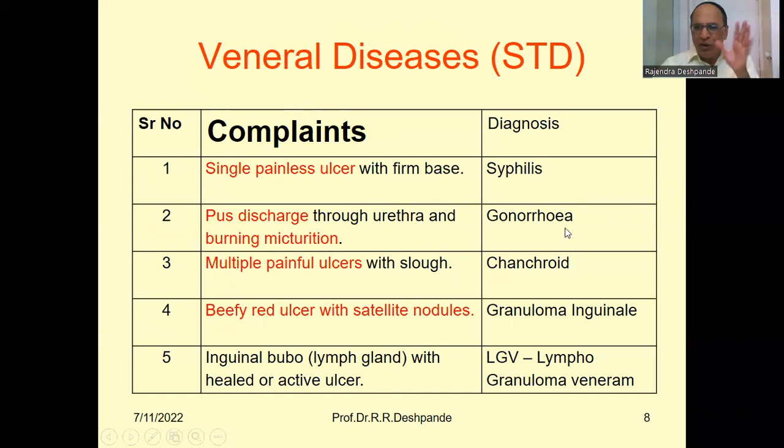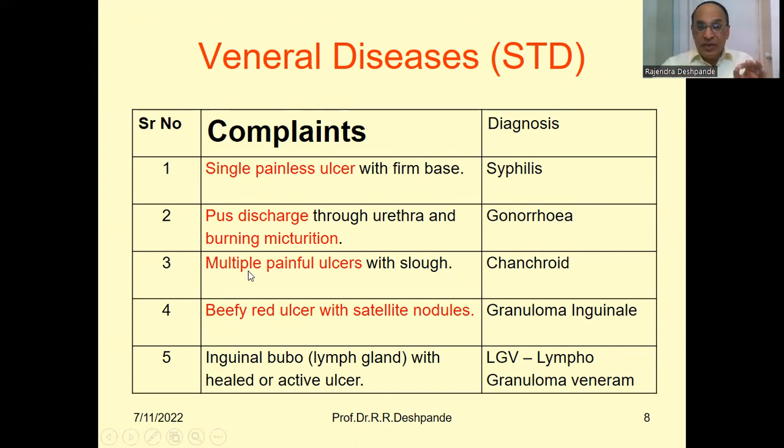Now gonorrhea cannot be hidden. You cannot hide gonorrhea because the patient has pus discharge through the urethra and burning micturition. While he goes to urinate, severe burning is there. So the patient cannot hide this disease. He has to go to the doctor and take the treatment, and then he gets cured. So this is the problem of gonorrhea.